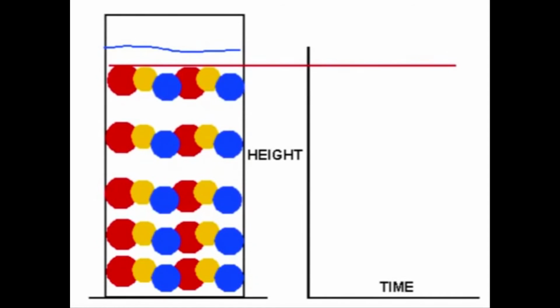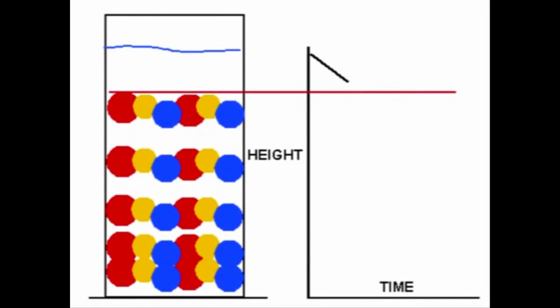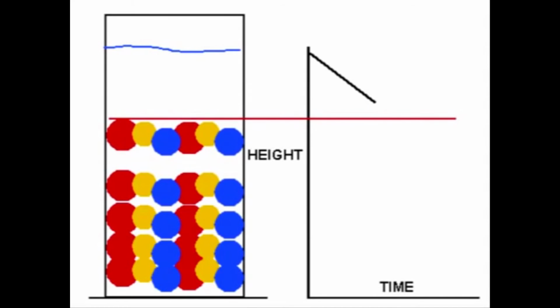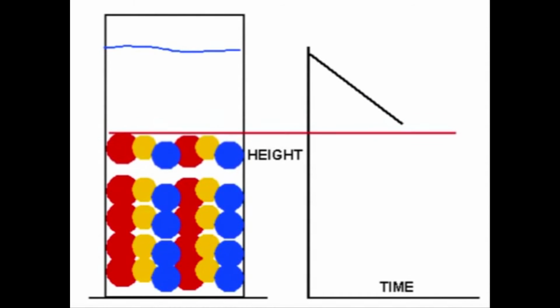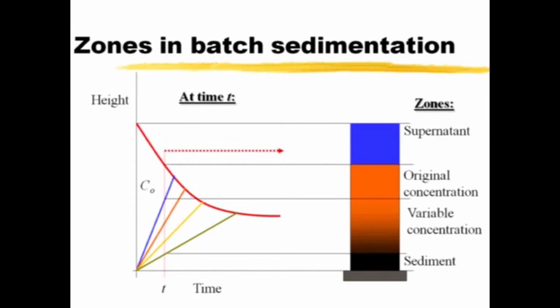So that's hindered settling, and that's the classic height against time plot, and it's the plot of the interface during hindered settling. We can get a lot of information from that plot by careful analysis. And this is the illustration of the zones that occur. There's the interface plot on the left hand side now, and if we take a fixed point in time, the zones are shown on the right. There's the supernatant, the clear liquid, the original concentration zone, variable concentration zone, and then sediment at the bottom, and that's at a fixed position in time, t.